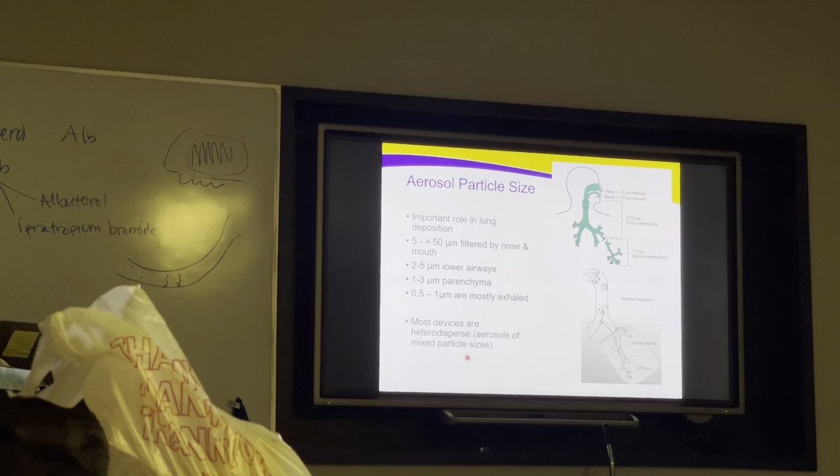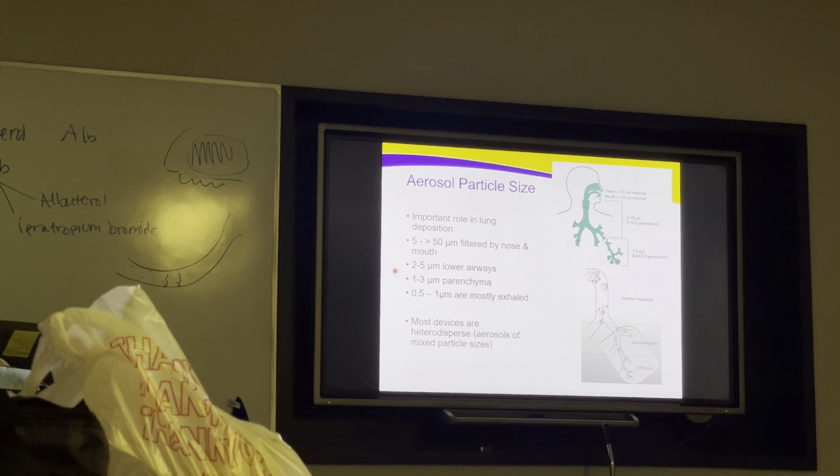Almost all the devices you use are what we call heterodispersed, meaning that they make particles of a large variety. They come from 1.0 to 10 micrometers in size, which means your medication does what? It lands everywhere. Some of it in the upper airways, some in the intended target, some diffuses through, and some gets exhaled out.